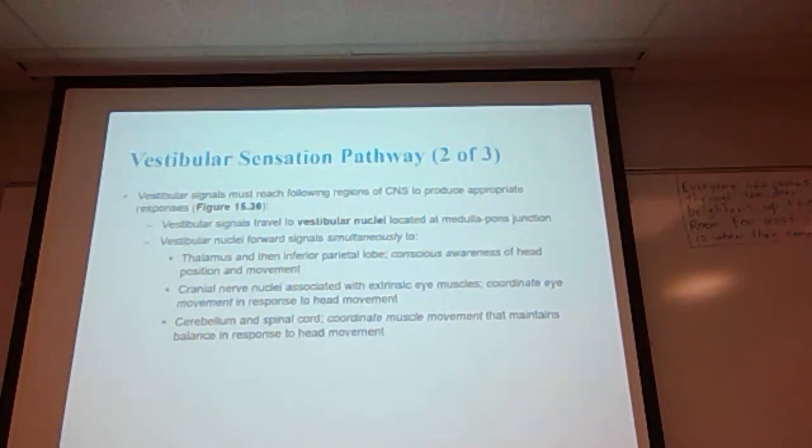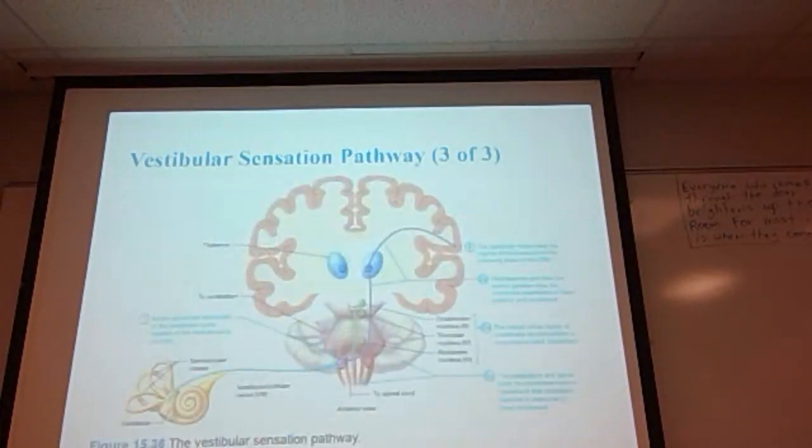Conscious awareness, this is where we get our conscious awareness of head position and movement. The cranial nerve nuclei associated with intrinsic eye muscles are also involved. That coordinates the eye movement in response to head movement. And the cerebellum and spinal cord, which coordinate muscle movement that maintains balance in response to head movement.